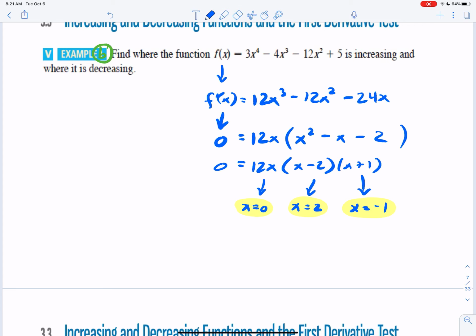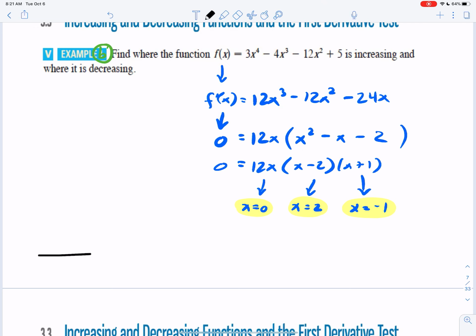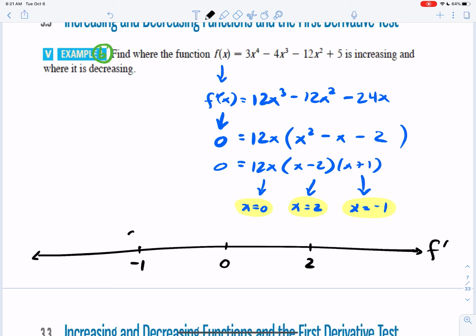So what do we do after we find our critical numbers? We draw a sign chart. Okay, so this is f prime. I'm going to have 3 tick marks because I have 3 critical numbers. I want to put them in order. So negative 1 should appear first, then 0, then 2. This is where the derivative is 0. Then we throw in some test values.